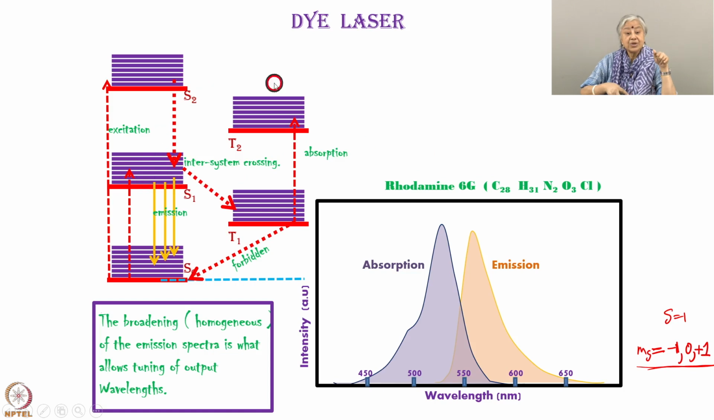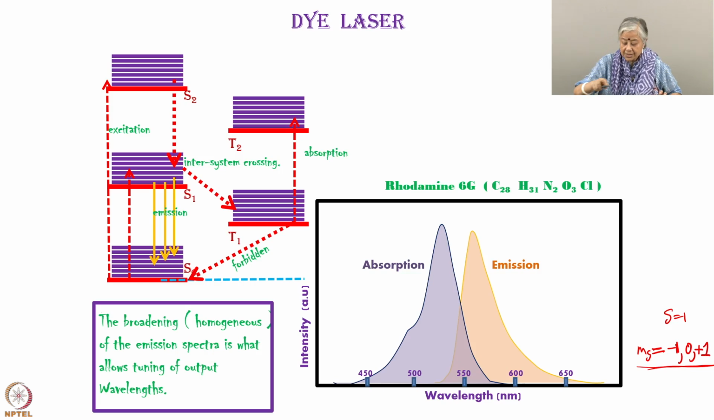So, the gaps between vibrational levels are very low, and the gaps between electronic levels, which are shown in red, are large. So, it is not so easy to excite the electronic levels as it is to excite, say, a vibrational level.